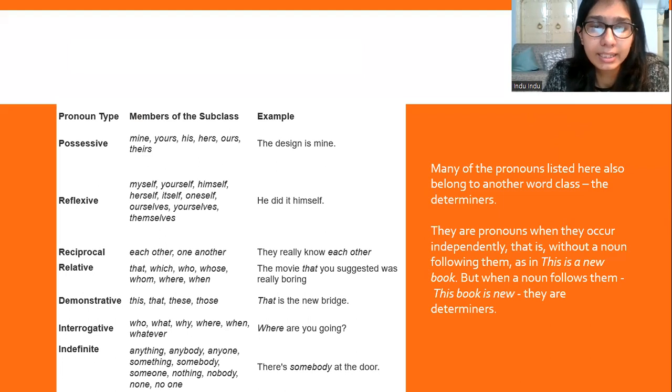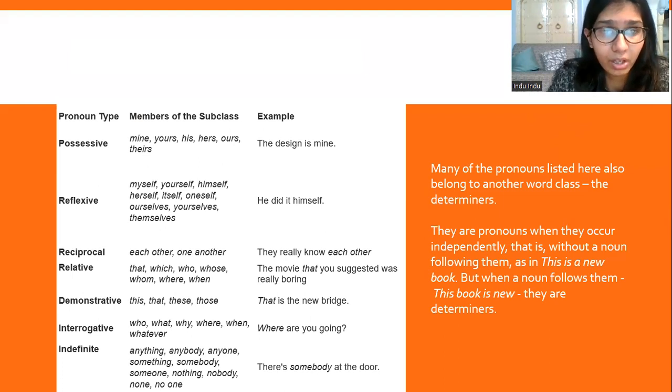Demonstrative pronouns. This, that, these, those. These are demonstrative pronouns. They point to the noun for which they're used. Okay, for example, that is the new bridge. So it's pointing to the bridge. That is the new bridge. Or that is Mr. Sharma's house. So it's pointing to Mr. Sharma's house.